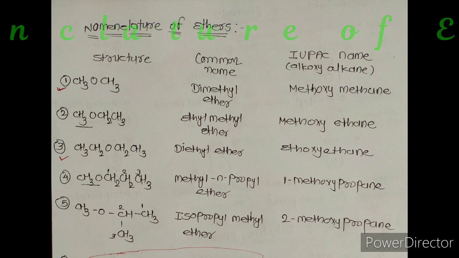CH3OCH3. Here in the first compound, for its common name, 2 methyl groups are present, hence it becomes dimethyl, and oxygen tends to ether. So its final common name is dimethyl ether.